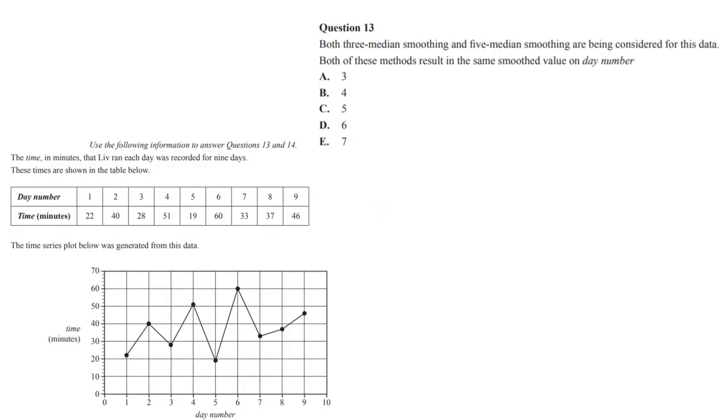The reason I did this question was because it says both 3 median smoothing and 5 median smoothing are being considered for this data. Just done them. Both of these methods result in the same smooth value on which day number. I've got the graph in the bottom corner here. It's probably a bit small to see the difference, so I'm going to zoom it out again and show you, and then we'll go back to the question and answer it.